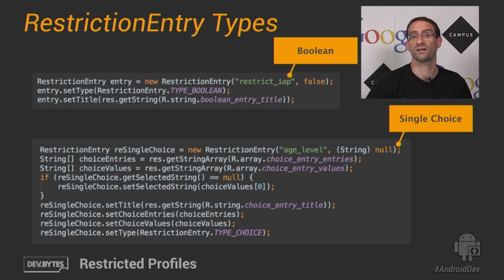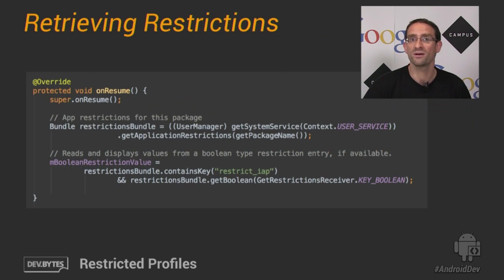So now the system's asked you for your restrictions. You've returned them in this bundle, an array list of restriction entries. And then the device owner has been and set the exact restrictions for their child. So the final step, of course, is going to be to retrieve those restrictions from the system. So on resuming your application, you can recall the restrictions set by getting hold of the system service for user service, and then get the application restrictions for your package.